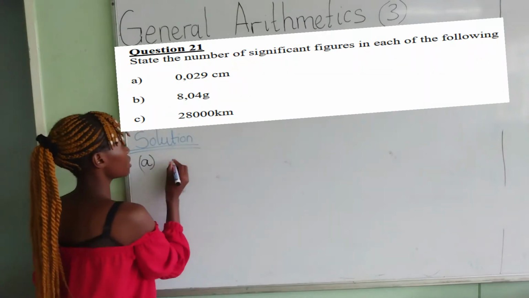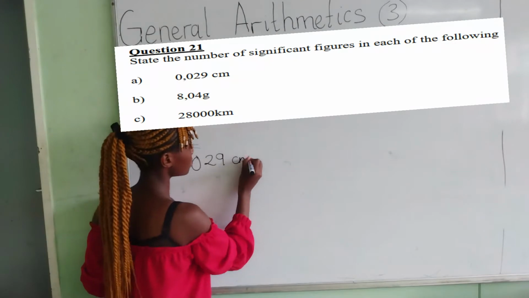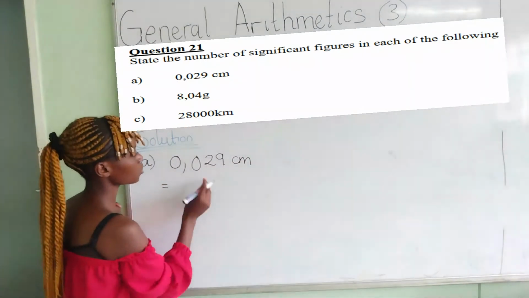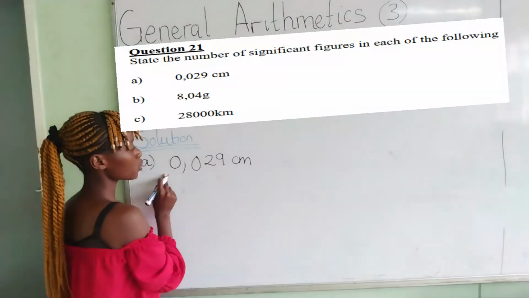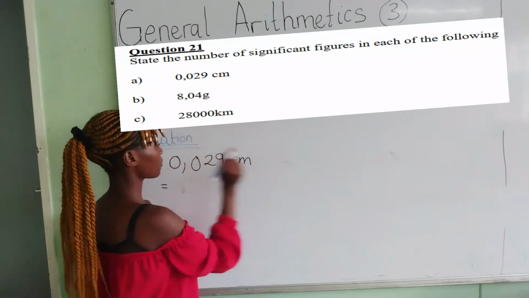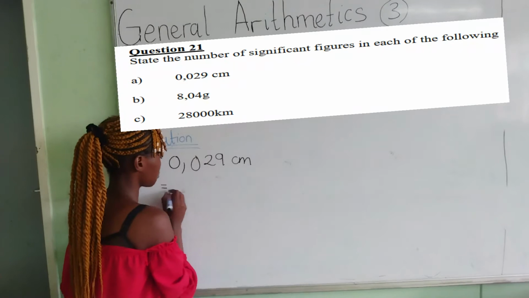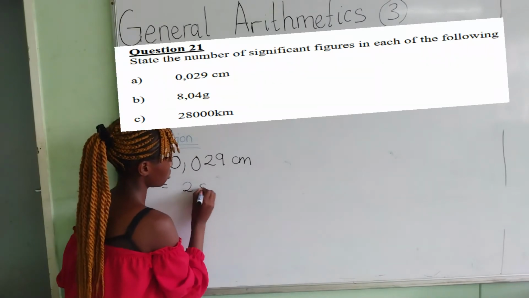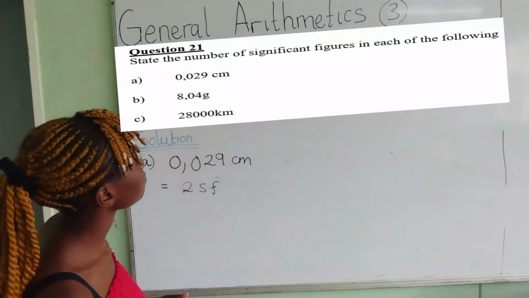So I'm going to say 0.029 centimeters is equal to, we count the number of significant figures. We start here, we leave these 2. If there were zeros at this side, we were also going to leave those zeros. So you just have 2 and 9. So here is 2 significant figures. This is the number of significant figures that we have.